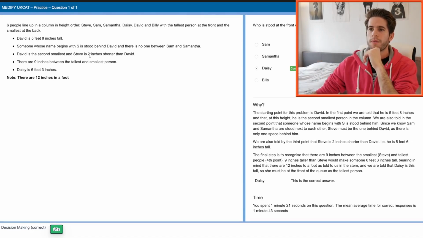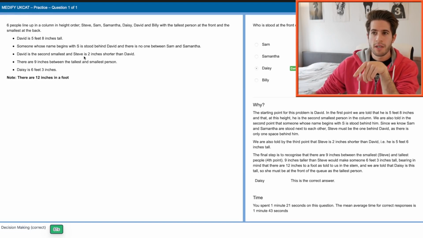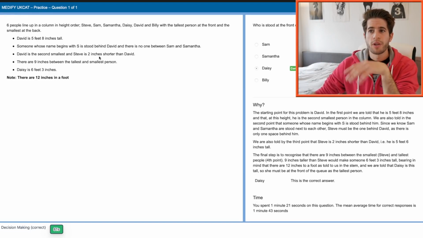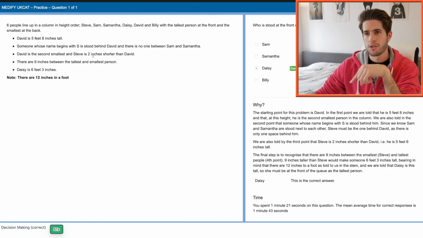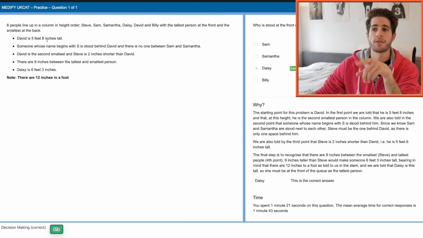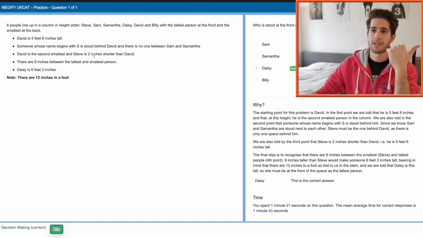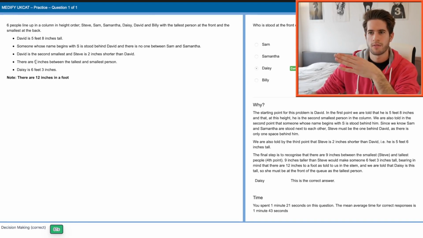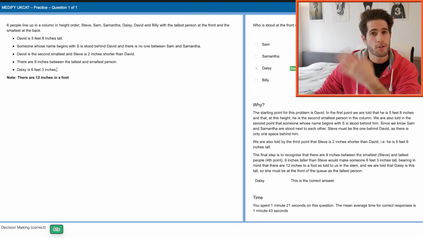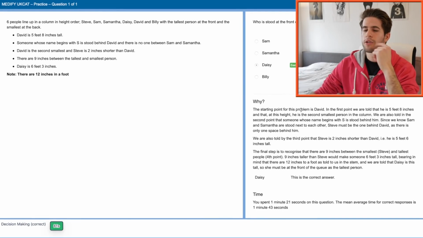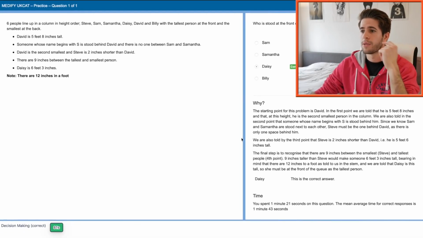Now, we also know that David is the second smallest and Steve is 2 inches shorter than David. We know that Steve is the shortest and he's 2 inches shorter, which means that Steve is 5'6", and there's 9 inches between the tallest and the smallest. So if the shortest is 5'6", that means the tallest is 6'3", because the difference is 9, which takes us from 5'6" to 6 foot to 6'3". And we know that Daisy is 6'3", and we know that the tallest person is 6'3". Therefore, the person at the front of the line who is the tallest must be Daisy.